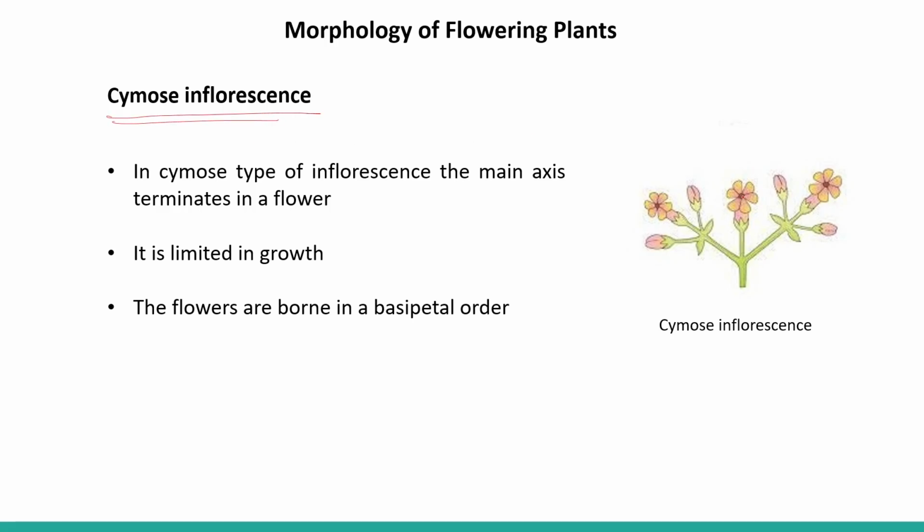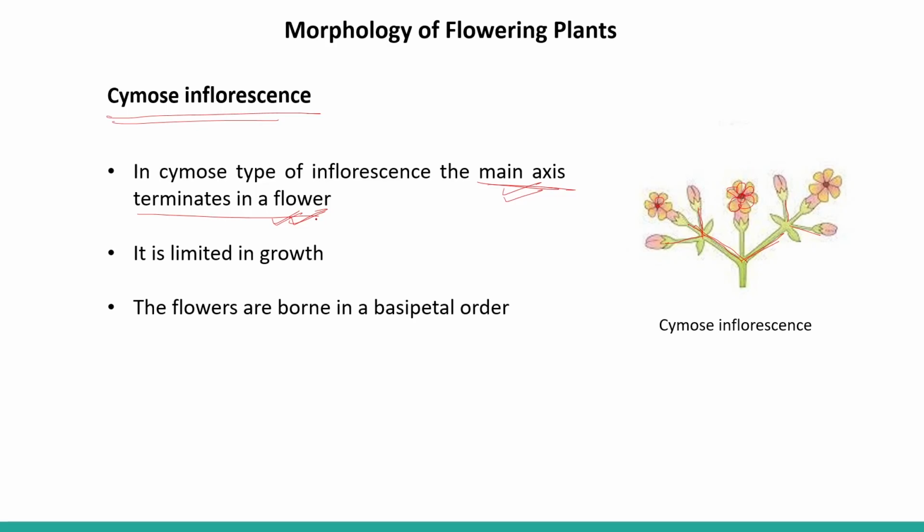Now, just the opposite is the case in cymose inflorescence. Here you can see the apex has one single flower and there is no further growth. We can see growth on both sides of this main axis, and it again gave rise to a single flower. Now this branch again gave rise to two new flowers. So here the main axis terminates in a flower. In the case of racemose, there is no termination, it is continuously growing, but in cymose inflorescence, the main axis terminates into a flower.